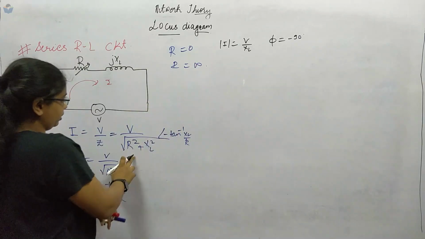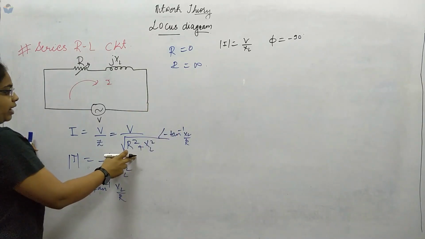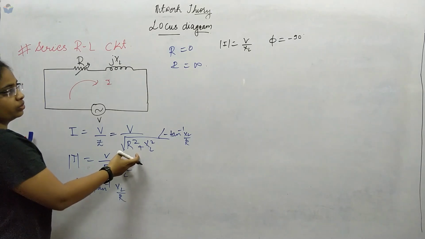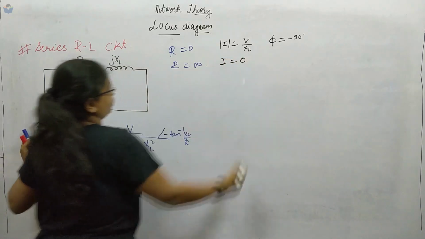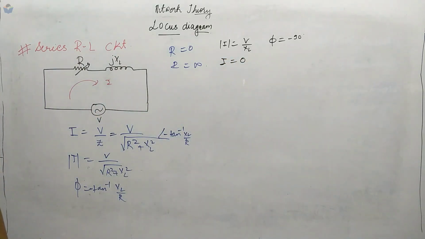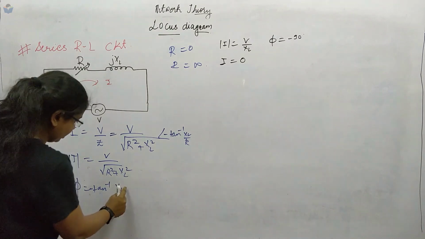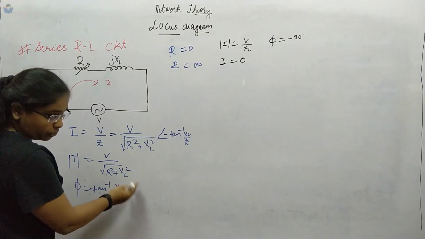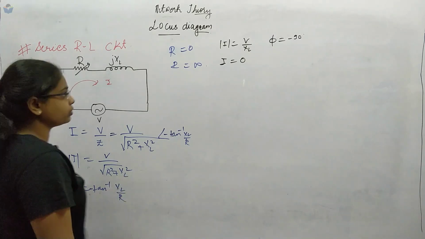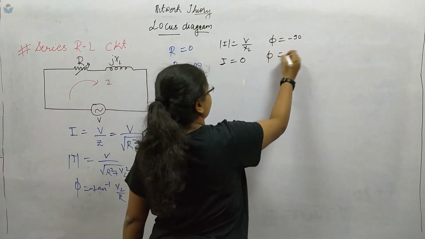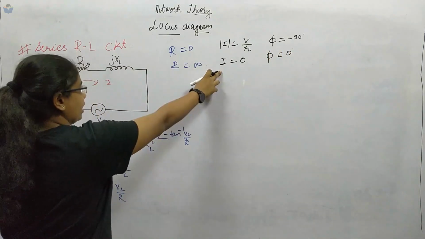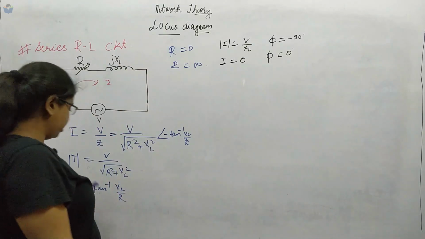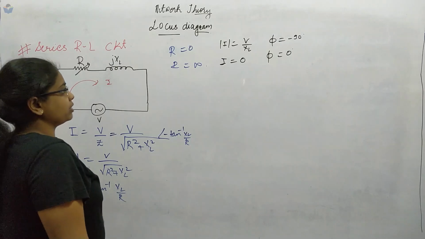Now put R equal to infinite in these values. V by infinite is nothing but I equal to 0. Then what will be the angle? XL by R, with R infinite, is 1 upon infinite, which is 0. So tan inverse of 0 is 0, phi is equal to 0 degree. Why is I equal to 0? Because the greater the denominator value, the lesser the value of I; they are inversely proportional.